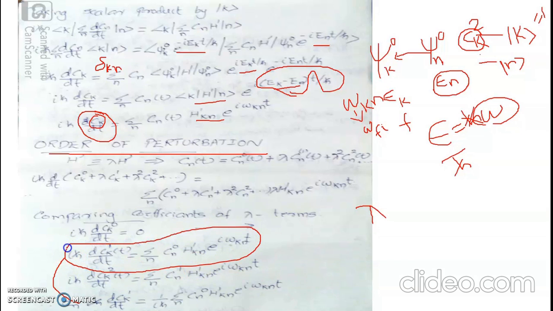So we look at this term: iħ dCk1 of t by dt equal to... I have divided iħ to the right side, dCk1 by dt equals 1 by iħ times the summation over n of Cn0 H prime kn e power i omega kn t. Now from this we have seen that the zeroth order term is constant, so Cn0, which is the zeroth order term as far as the initial quantum state is concerned, is constant in time, or independent of time.